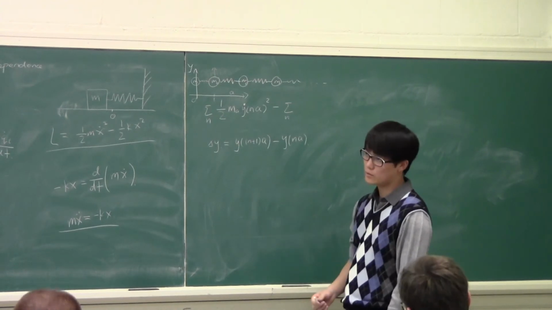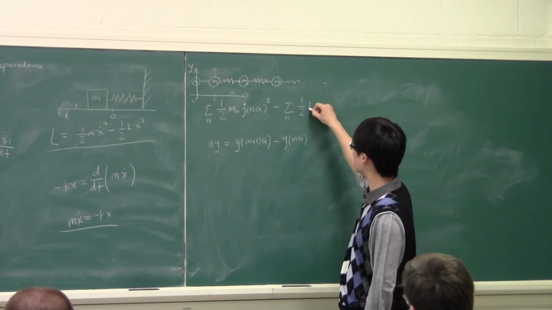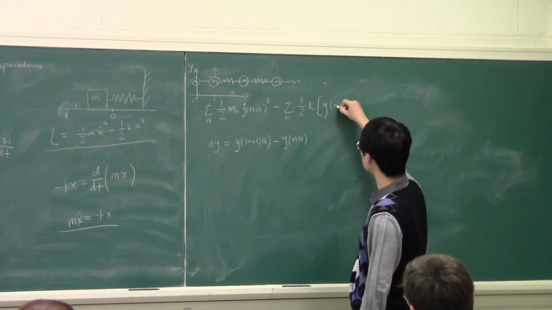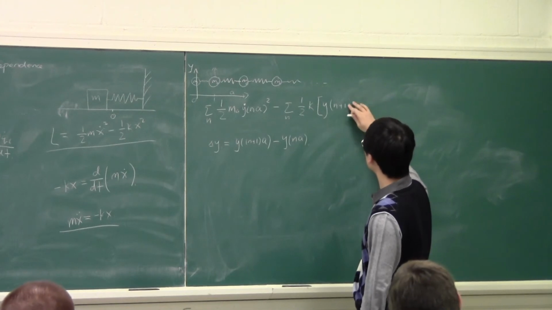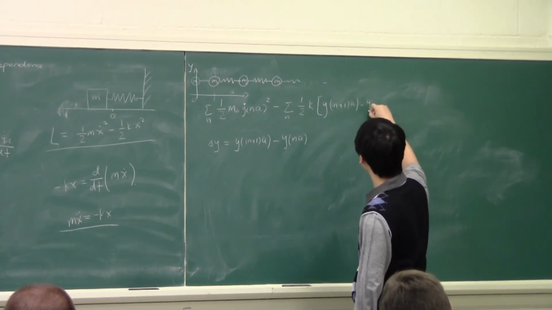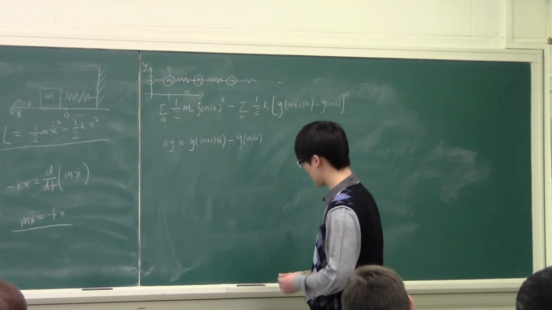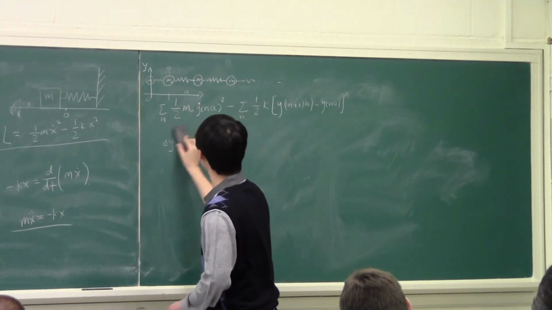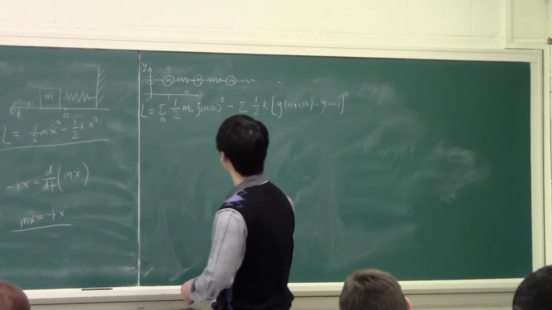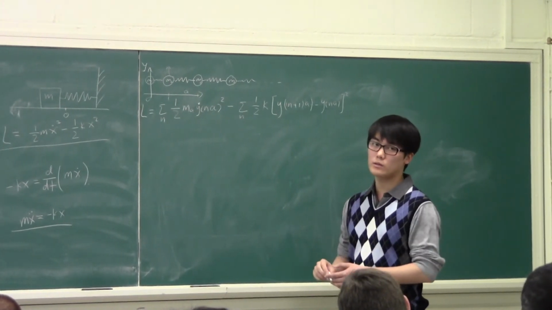And then let's say that the spring constants are all identical, so this is going to be k. So this establishes the Lagrangian of the chain of atoms. Now the next thing we would like to do is take a continuum limit.